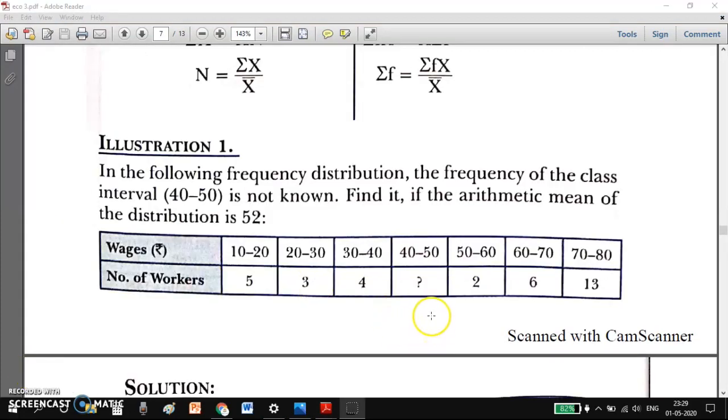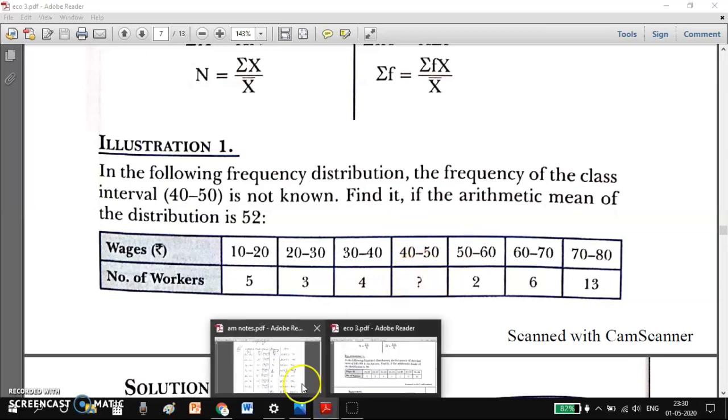So our next sum is about finding the missing value of the frequency. We'll be given a sum, and one part of the frequency in the series will be missing, and moreover the arithmetic mean will also be given to us. So this is the question: in the following frequency distribution, the frequency of the class interval 40 to 50 is unknown. Find it if the arithmetic mean of the distribution is 52. The mean is also given to us. We'll follow the direct method formula, but instead of the question mark, write f.